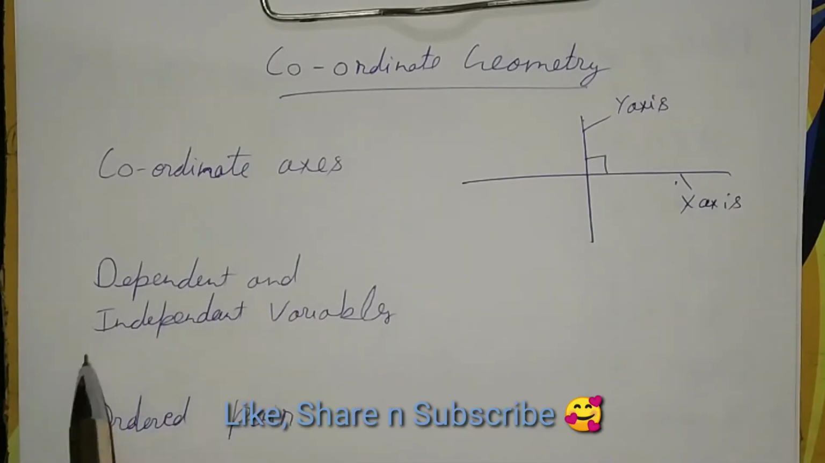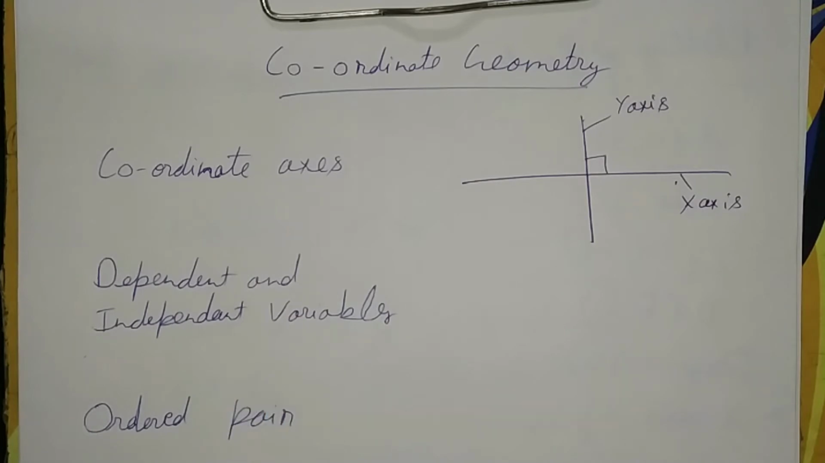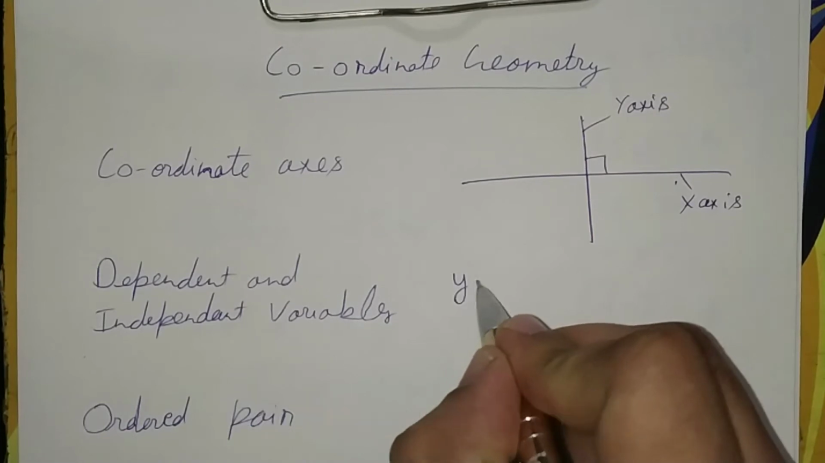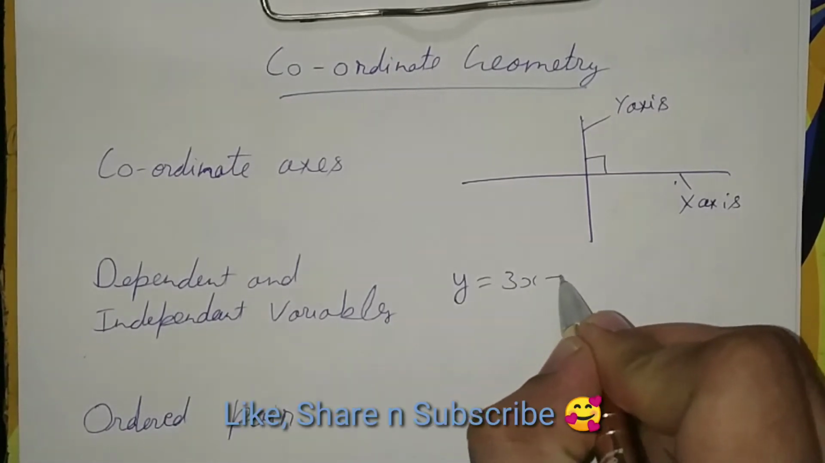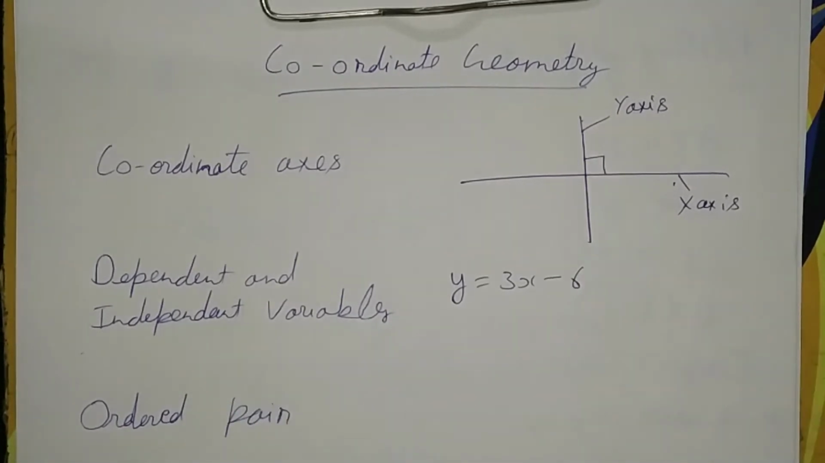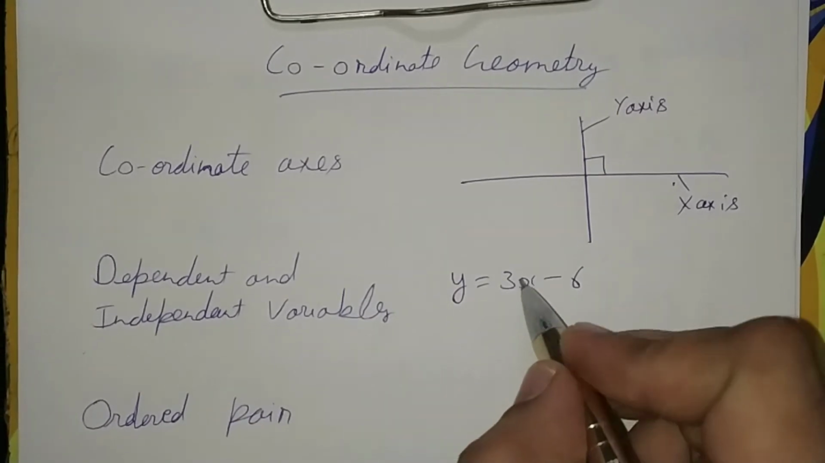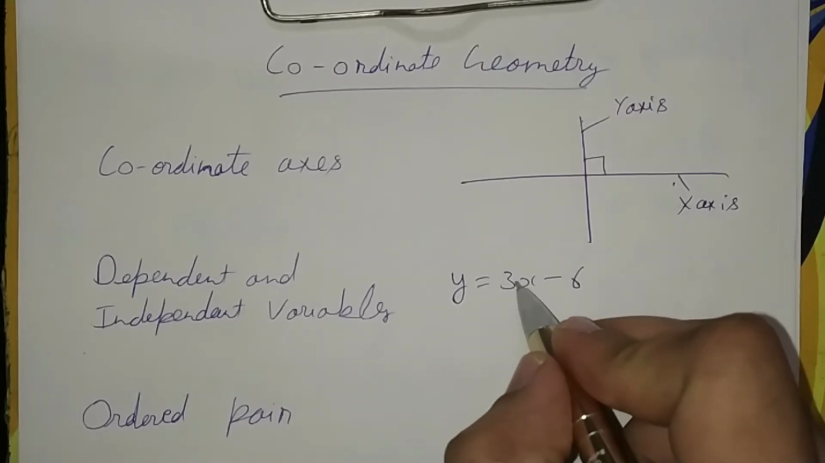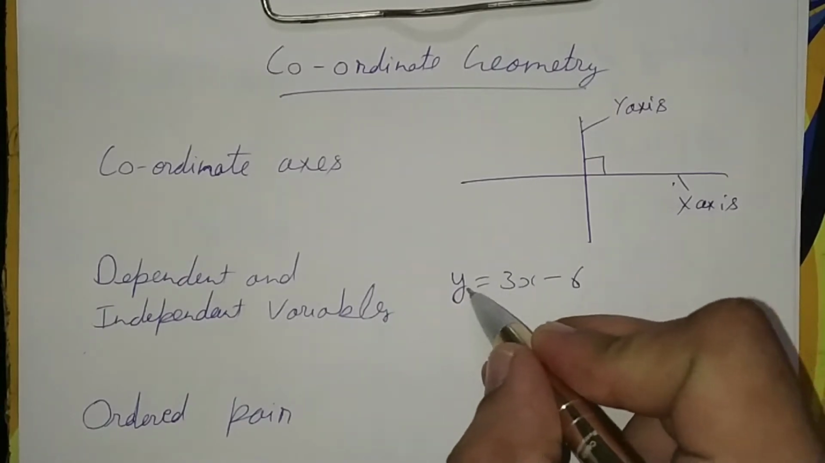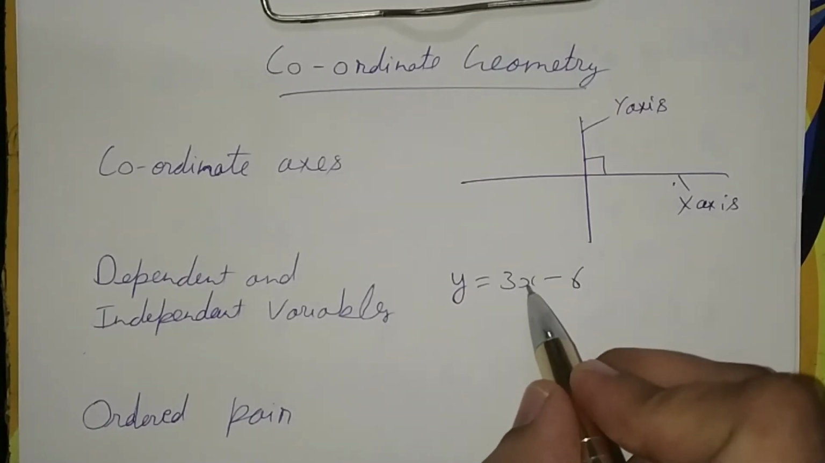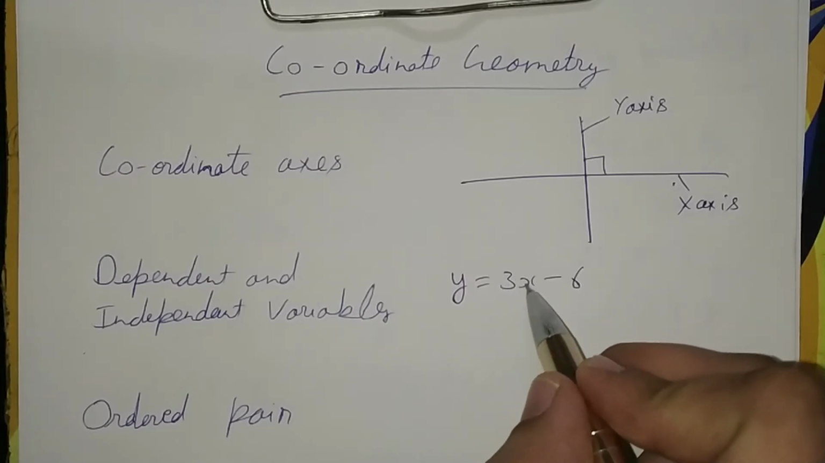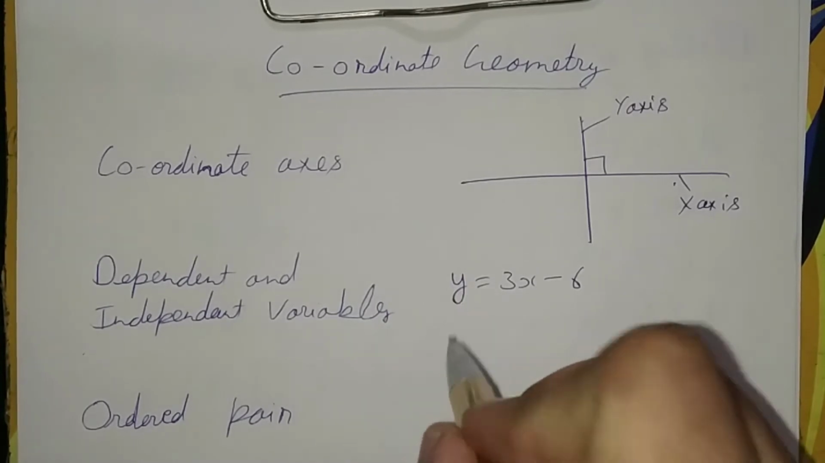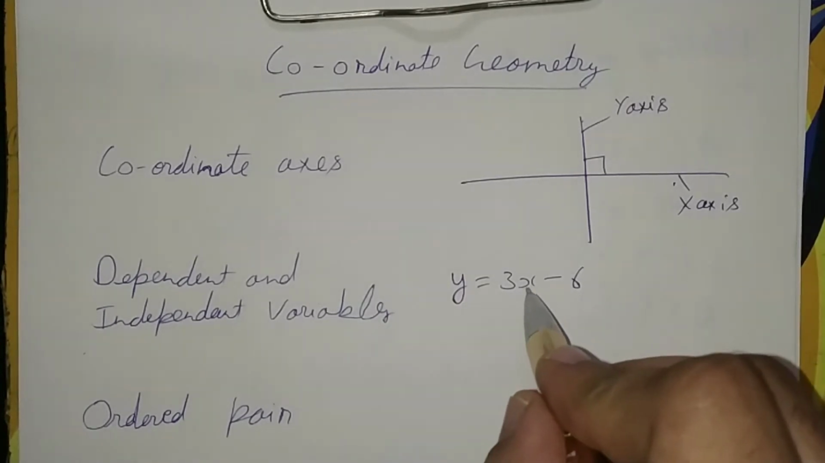The next is dependent and independent variable. That is an easy topic. For example, y equal to 2x minus 6. Now if I change the value of x, the value of y will also change. For example, if x is 0, then y is minus 6. If x is 1, 3 ones are 3, and what will be the value of y? Minus 3. So the value of y is depending on the value of x.